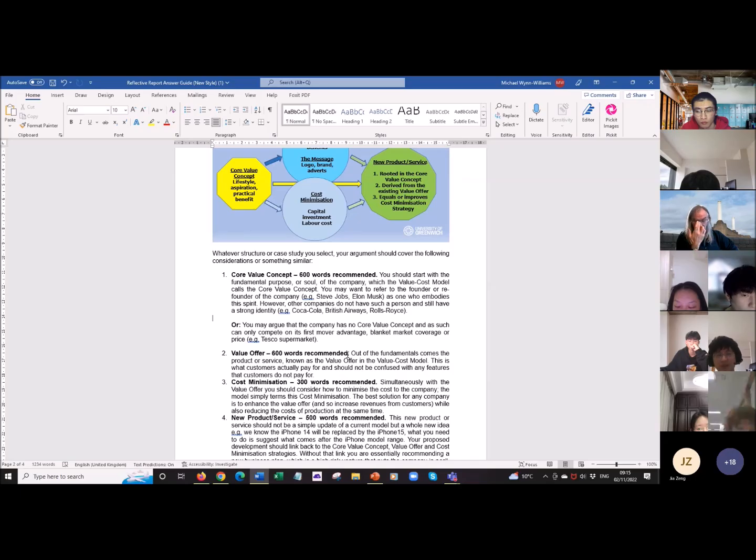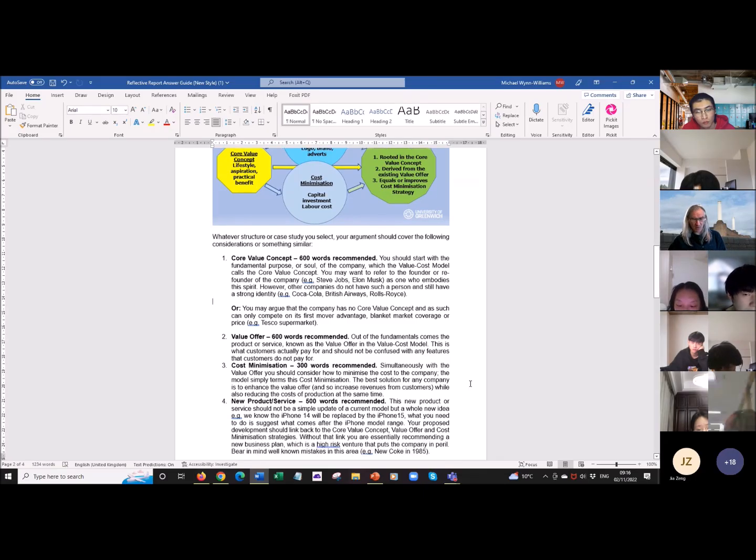Some supermarkets, I can think of one. There's one called Waitrose in this country, which is a slightly sort of upmarket supermarket, premium supermarket, you might say. And they don't have so many outlets, and people will travel to seek them out. So Waitrose does have a core value concept, not a particularly strong one, but it does have one.